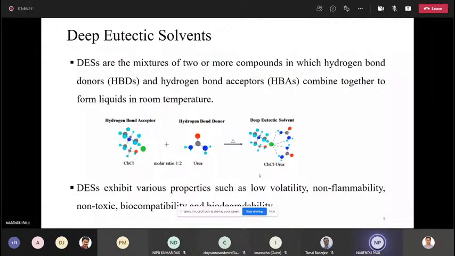So I need to find some hydrophobic eutectic solvents for my work, and I also need to understand their properties in the aqueous medium, and what the extraction property of those DESs from water is, like how they extract micropollutants and pharmaceuticals from water.